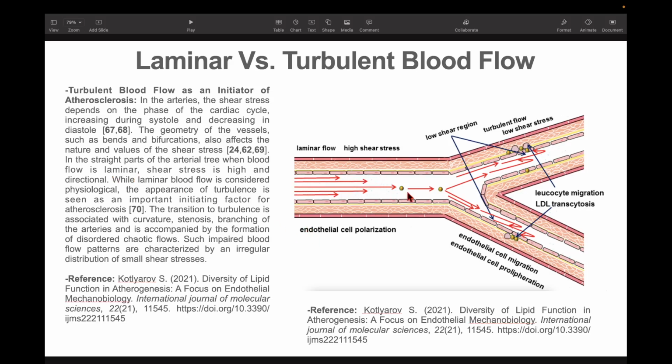this is the laminar blood flow. The blood is moving in a singular direction. Shear stress is high and directional. While laminar blood flow is considered physiologic, the appearance of turbulence is seen as an important initiating factor for atherosclerosis.